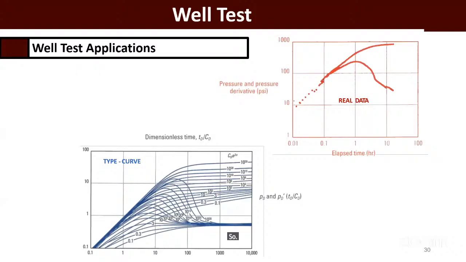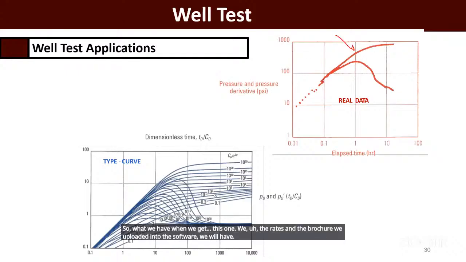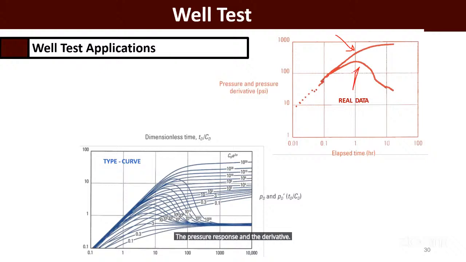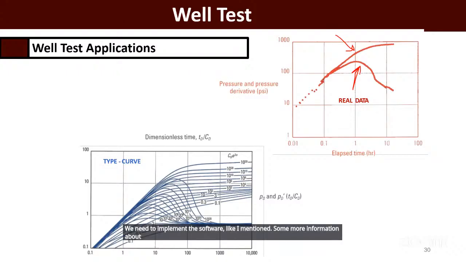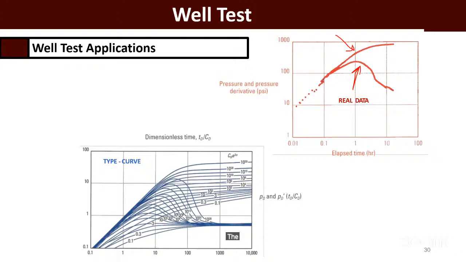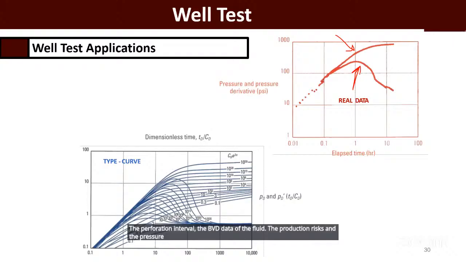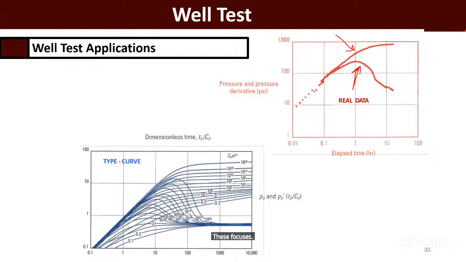So once we have the rates and the pressure, we upload them into the software. We will have the pressure response and the derivative of the pressure response. We need to input into the software, like I mentioned, more information about the wellbore and completion itself, size of pipes, size of casing, and so on, the perforation interval, the PVT data of the fluid, the production rates, and the pressure data. After that, the software will generate these two curves, the pressure curve and the derivative of the pressure curve.